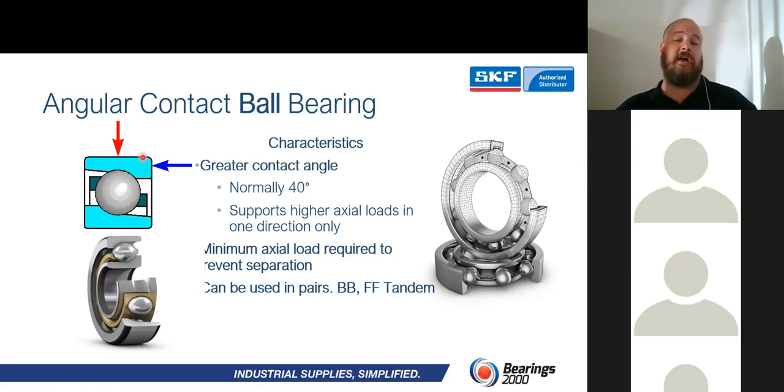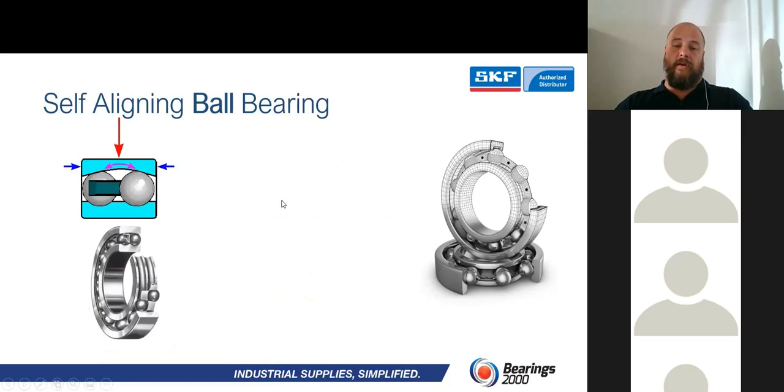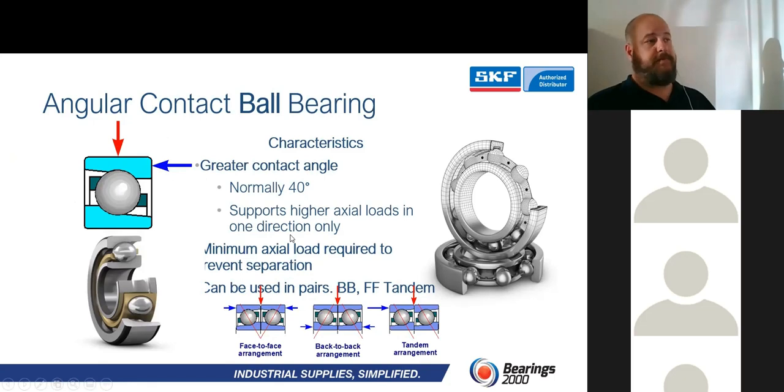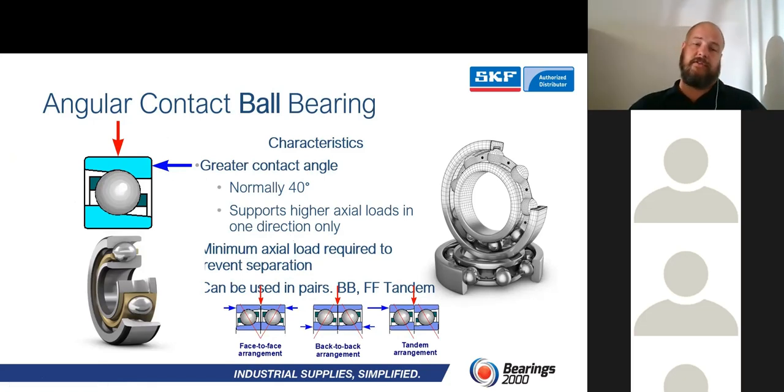So if you've got an axial load from both directions, you would just take one of these and flip it around and put them together like that, face to face, or if it's the other way around, you'll put them back to back. Or if you've got a high combined load from a single direction, you would use them in tandem. Okay. There we go. Oh, that's my bad. Okay, so there is our face-to-face, back-to-back, and tandem arrangements.